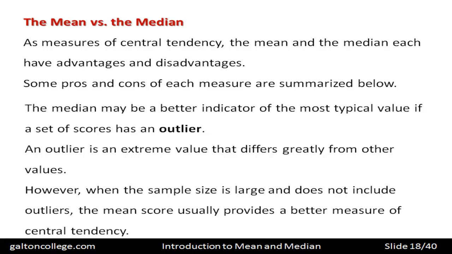However, when a sample size is large and does not include outliers, the mean score usually provides a better measure of central tendency. By and large, we talk about the mean more than the median. By and large, we prefer to talk about the mean. It's a better indicator of central tendency. All the other scores are balanced around the mean. The mean is the middle score, the one that all the other scores are surrounding.